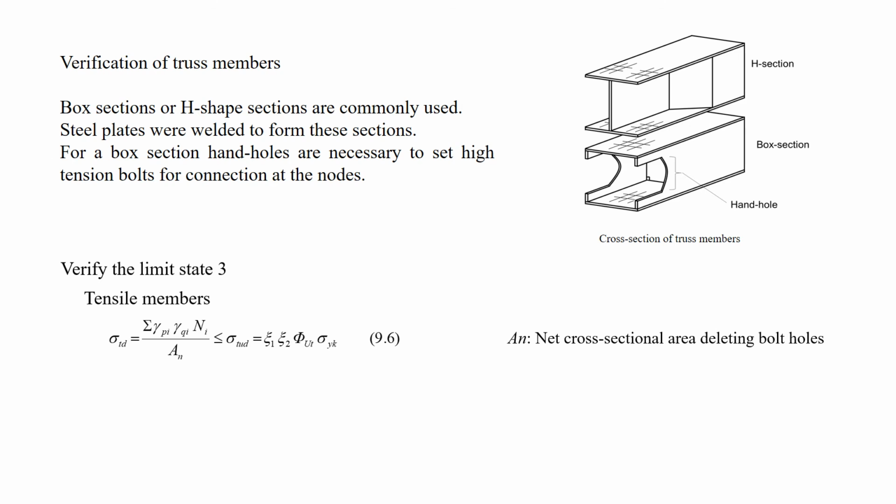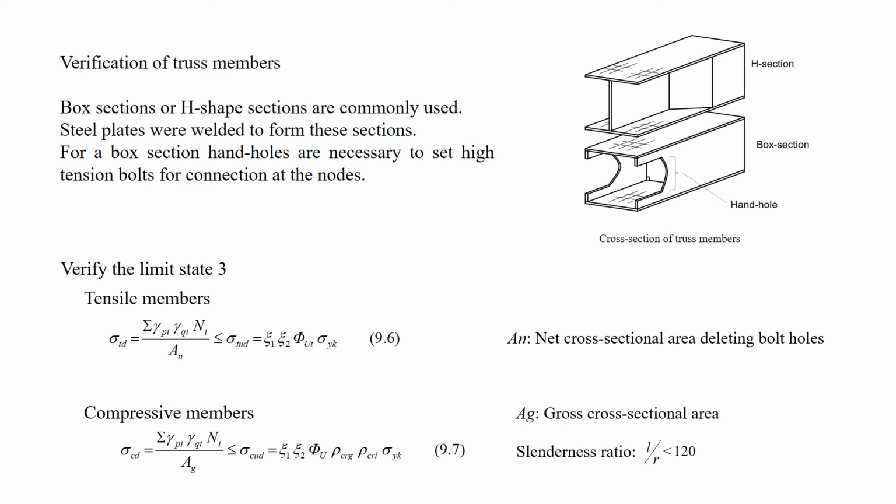This is the verification equation for the limit state 3. For the tensile member, the net cross-sectional area is applied. The bolt holes do not resist tension and should be deducted. For the compressive members, the gross cross-sectional area can be used. The effect of buckling should be considered. Therefore, the maximum slenderness ratio L/r is specified as 120 for compression members.